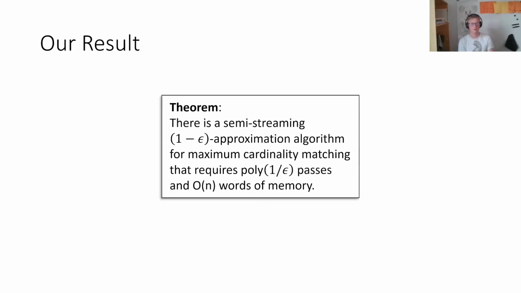And a bit more concretely, what we showed was that we get a semi-streaming algorithm with 1-epsilon approximation, and we need a polynomial number of passes, and we need tight memory in the sense that the output requires this many words to store.